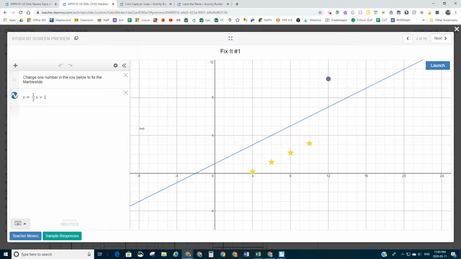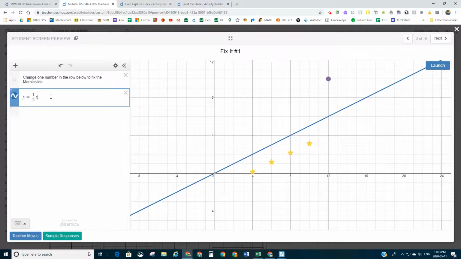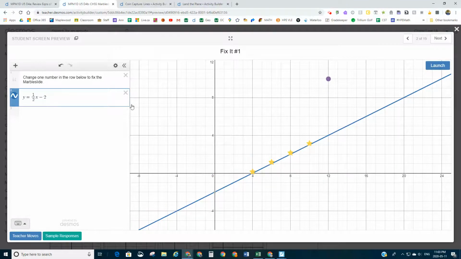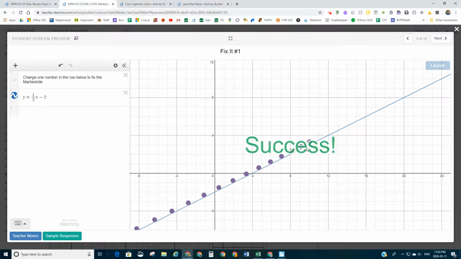So what if we did it in this case? Well, if we push launch, they're going to fall down and miss all the stars because our line is not the correct line. So we have to change one number to fix this. So I think x plus 1 is not going to be good. I think we need x minus 1. Oh, maybe even more than that, minus 2. That looks like it should work. Launch, and we have success.